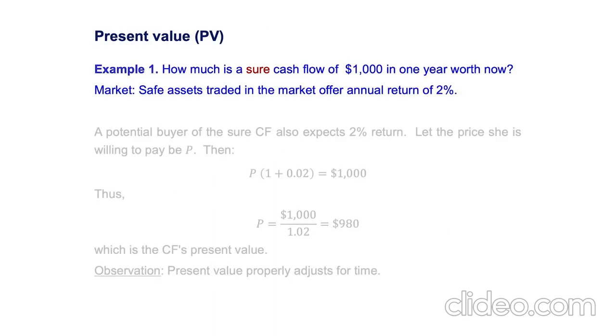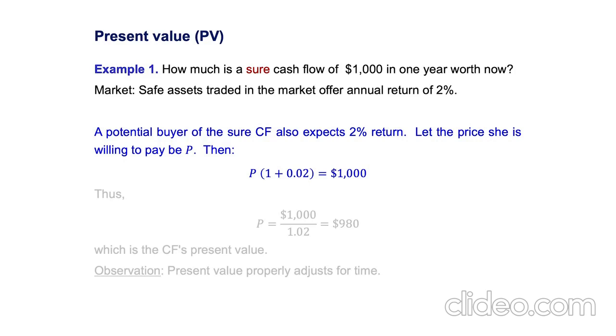We will start with the simplest case possible. That is $1,000 of a saved cash flow in 1 year. The question is, how much should that cash flow be worth today? Let's suppose that in the market, similar assets, namely safe assets, are offering an annual return of 2%. Think of a potential buyer of this cash flow. She would also expect a 2% annual return, same as what other safe assets offer in the market.